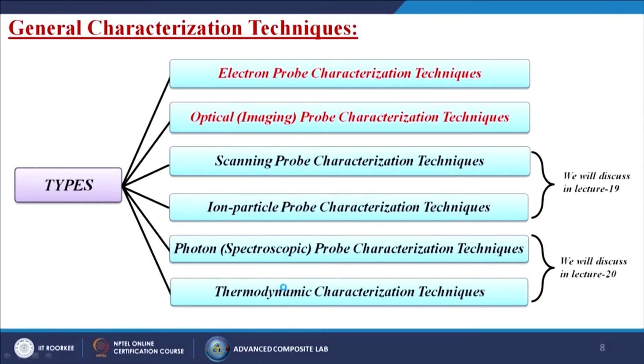Now, general characterization techniques. If we divide them by types, there are a total of 6 techniques. One is electron probe characterization techniques, next optical imaging probe characterization techniques, which we are going to discuss in this particular lecture. Then we have scanning probe characterization techniques and ion particle probe characterization techniques, which we are going to discuss in our next lecture, and photon spectroscopic probe characterization techniques and thermodynamic characterization techniques, which we are going to discuss in our last lectures.